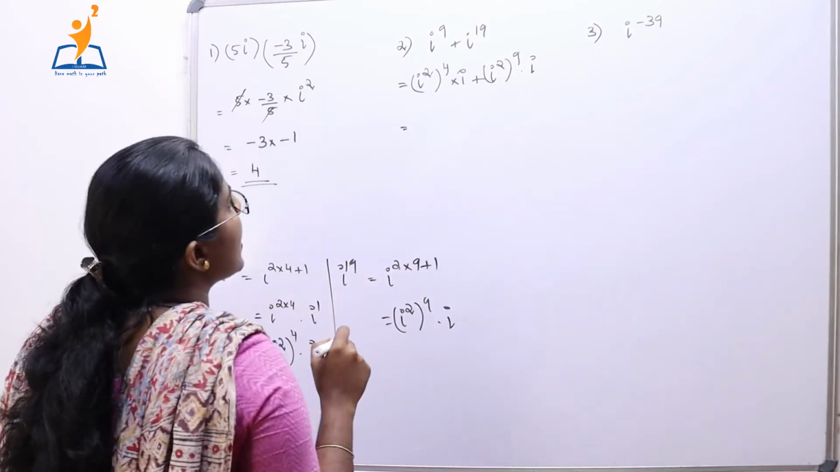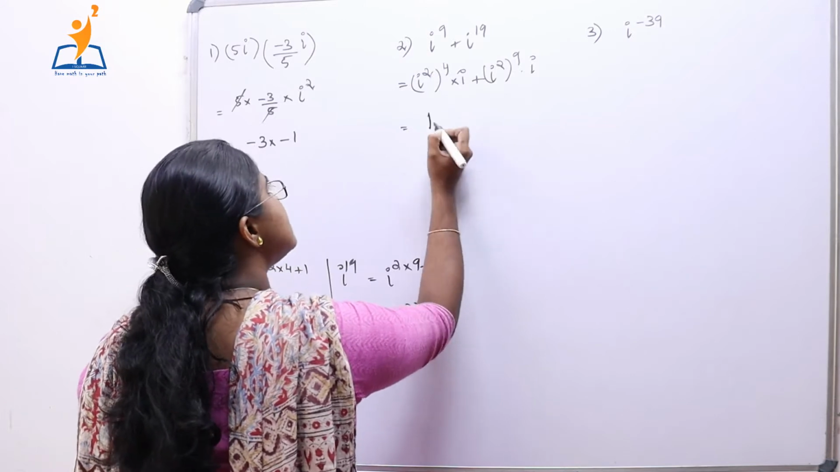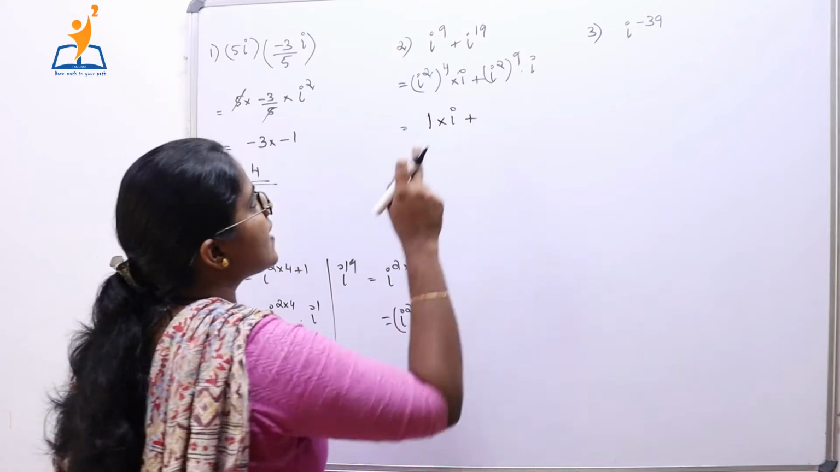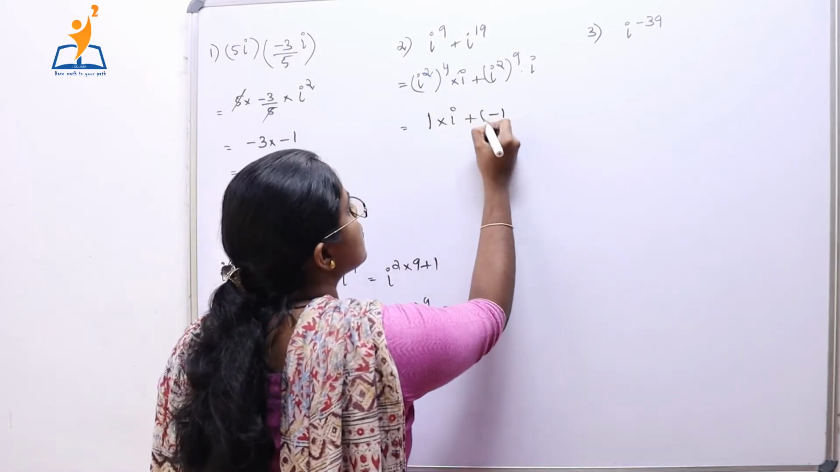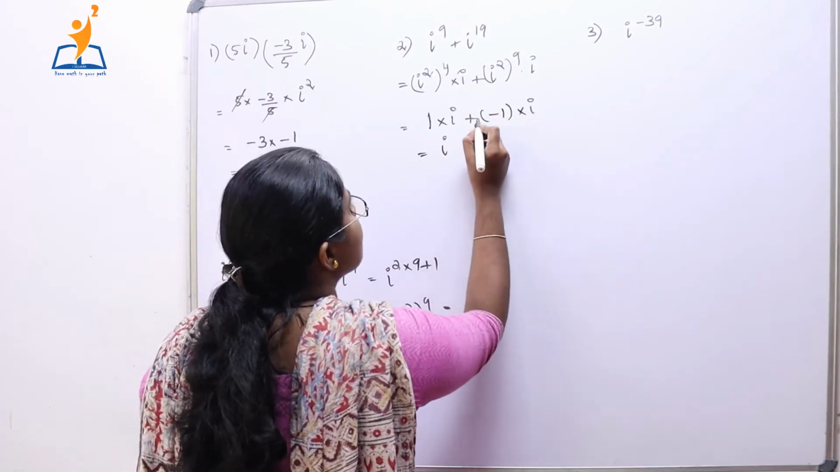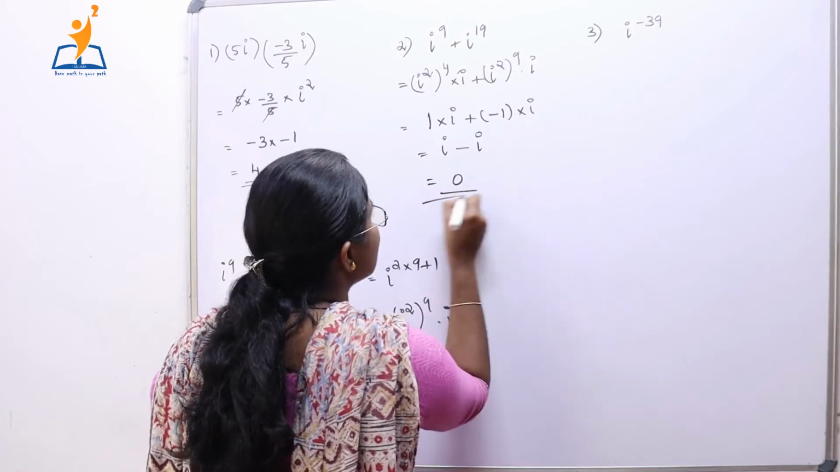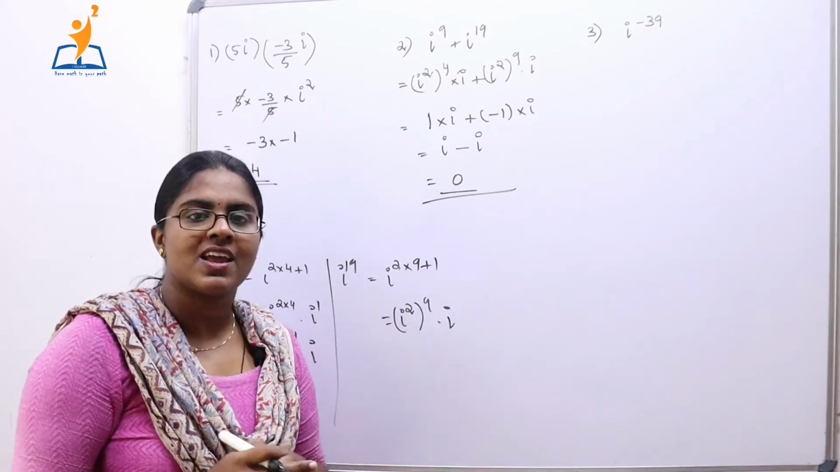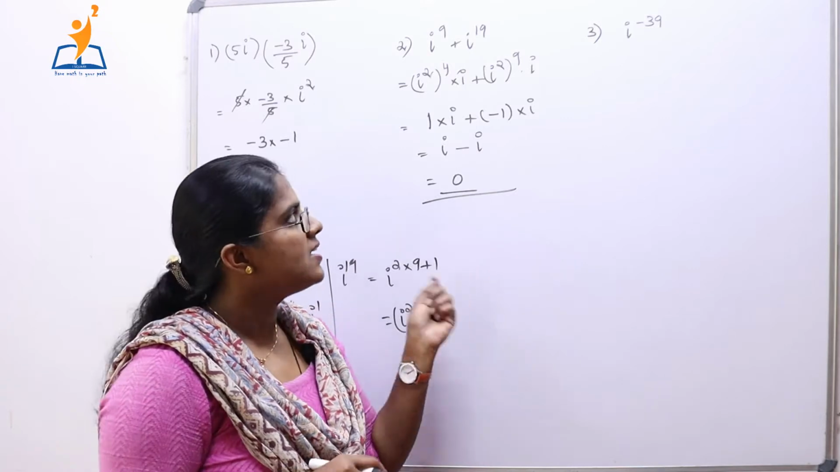Moving on, we have i square is minus 1. Minus 1 raised to an even number is 1, into i, plus i square is minus 1. i square raised to an odd number, that is 9, is minus 1. So minus 1 into i. So 1 into i is i. Minus 1 into i is minus i. So i minus i is 0. So the resultant answer is 0. And 0 is a complex number with both imaginary part and real part 0.